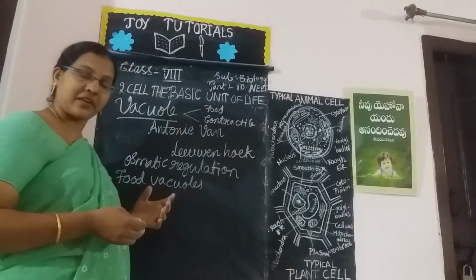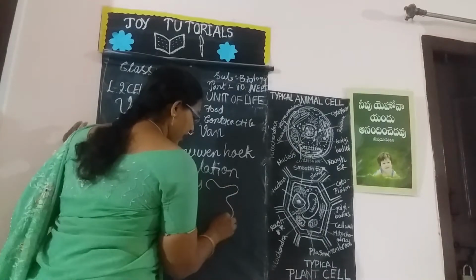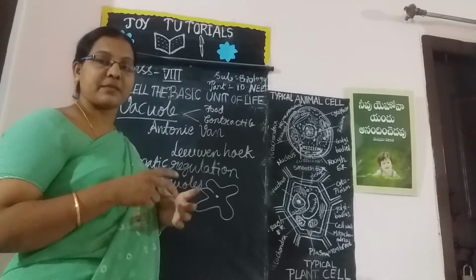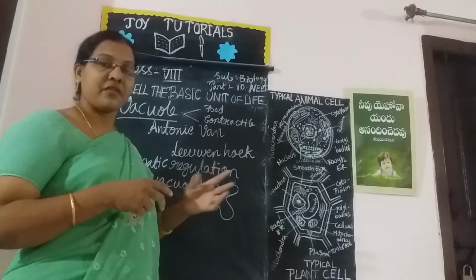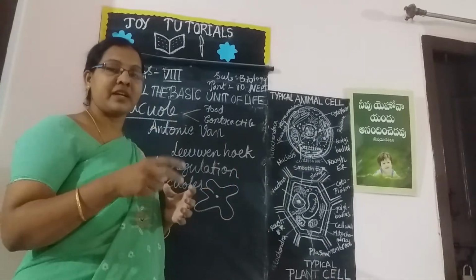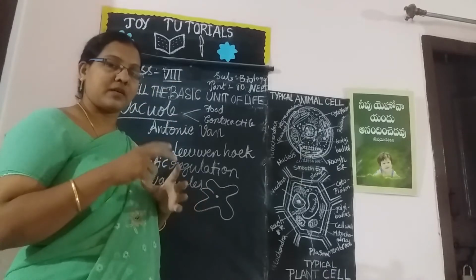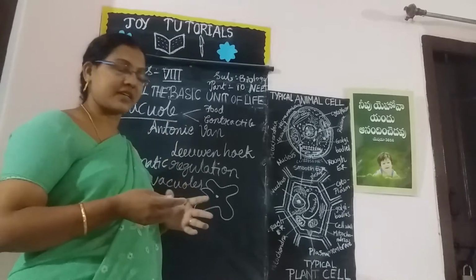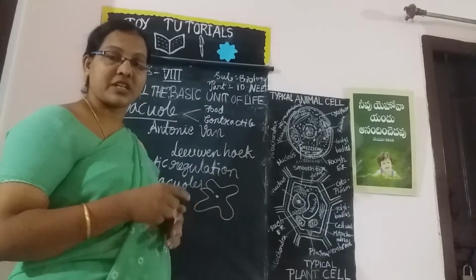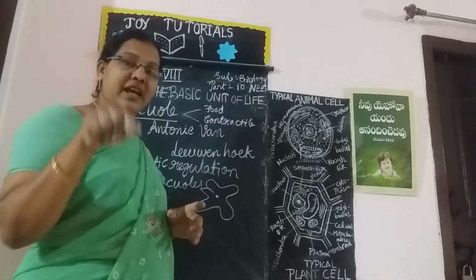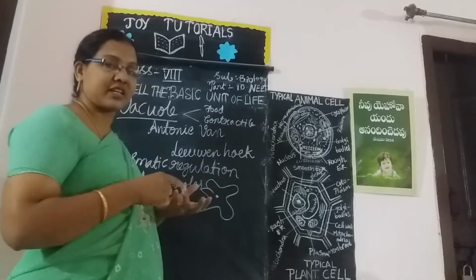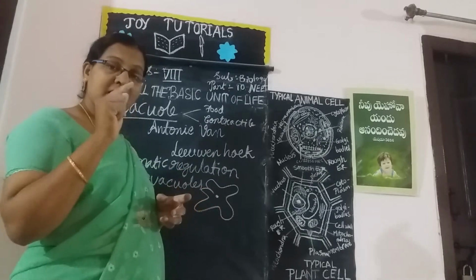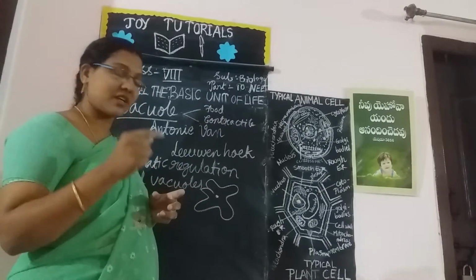Amoeba has no definite shape. It can protrude some projections outside the body. Wherever food is available, it will protrude outside and collect the food. Then those projections disappear. Based on the food availability, it will protrude outside, because it has no definite shape. A single cell can perform all the activities like digestion, excretion, circulation. All purposes are performed by the single cell, a unicellular organism.